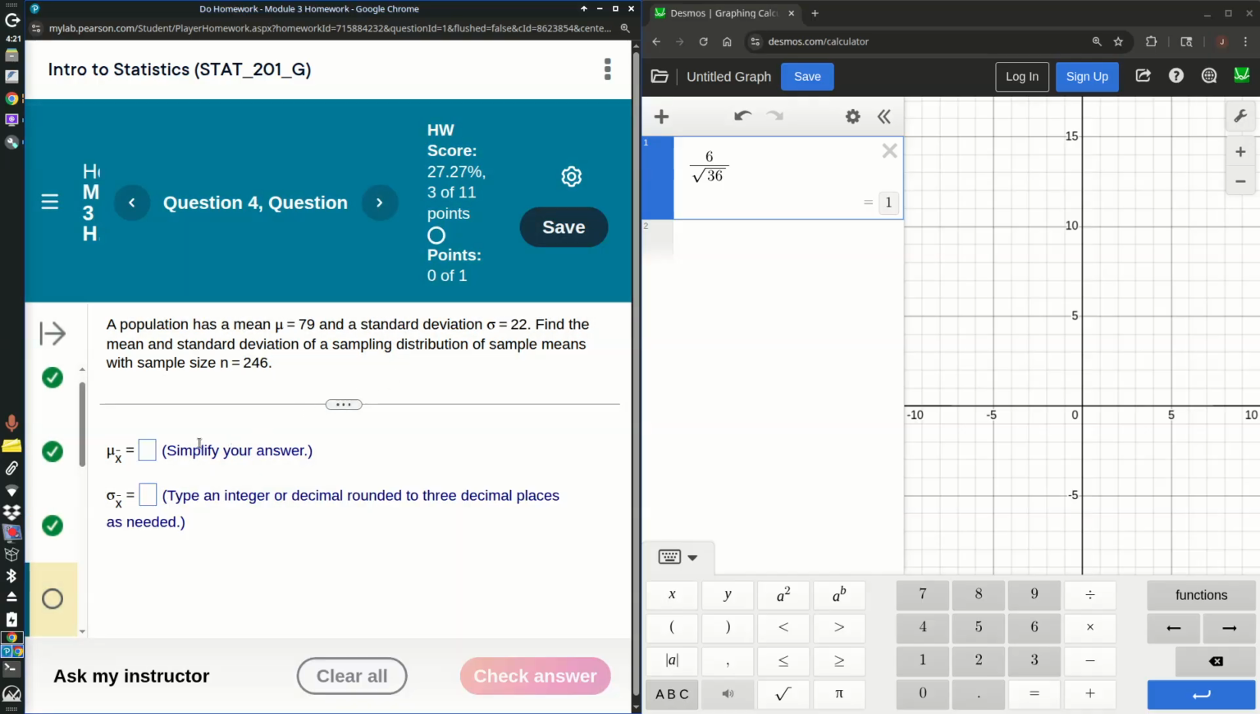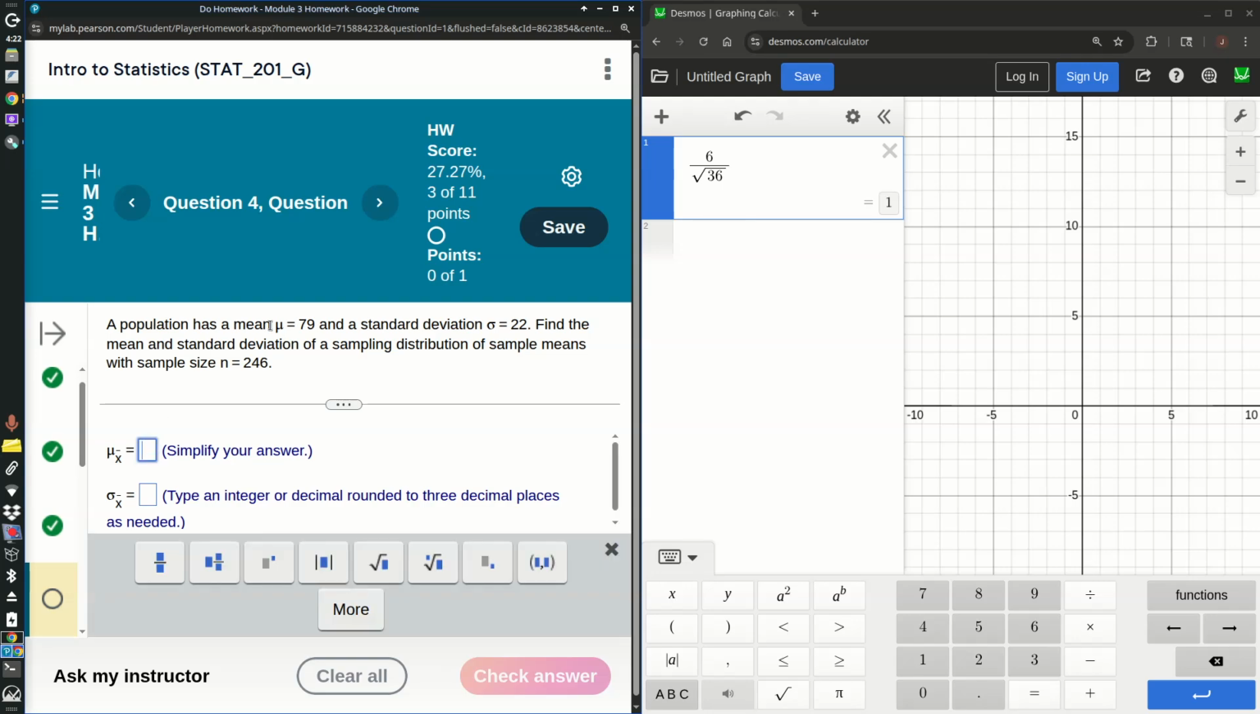Okay, and then this is again going to be something similar. My mean is 79, so the first one I just copy down again, and the second part I can just replace these. My sigma, my standard deviation, was 22. Now my sample size is 246, so I change what's underneath the square root to 246, and I get 1.40. It says 3 decimal places, so I've got to do 1.403. I typed 4 accidentally, so we get 3.